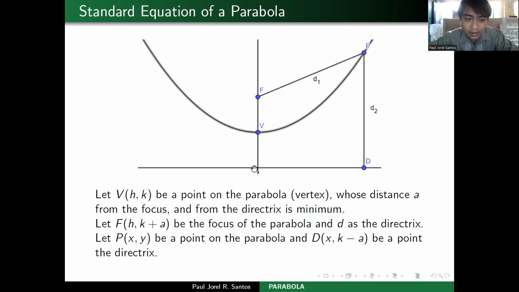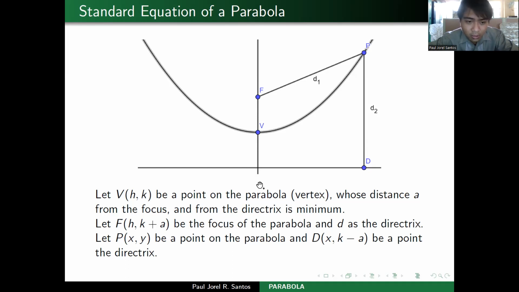Now, we also have point F, which is also called the focus, and its coordinates are (h, k + a). V and F have the same abscissa because they lie on the same vertical line. K + a is the ordinate of F because it is a units higher than the vertex in this case.